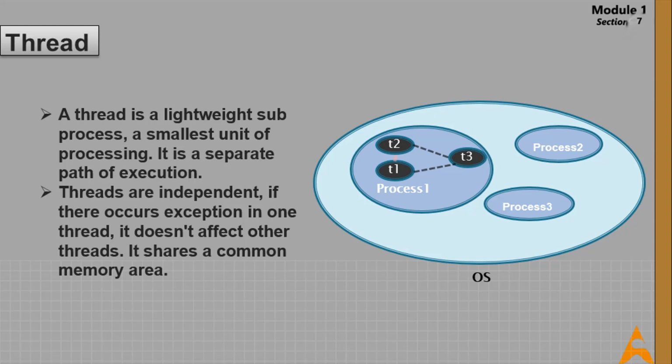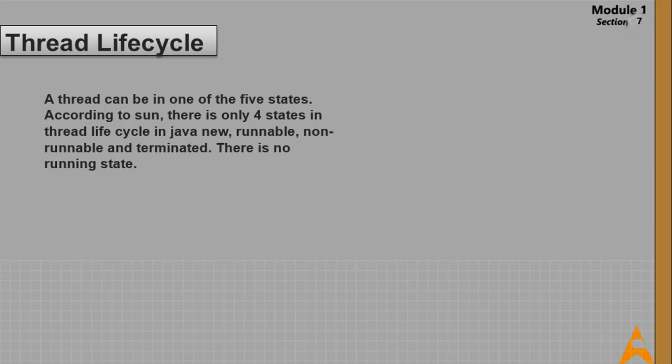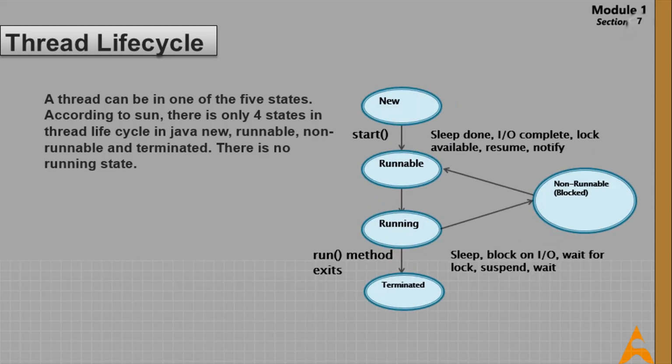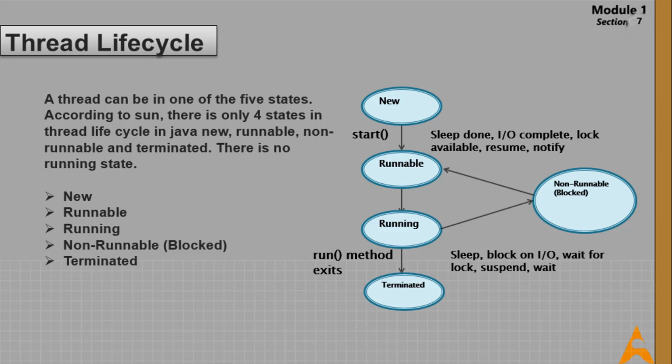Now let's discuss the life cycle of a thread in Java. A thread can be in one of 5 states. According to Sun Microsystems, there are only 4 states in the thread life cycle in Java: new, runnable, non-runnable, and terminated. There is no running state. The states of a thread are new, runnable, running, non-runnable or blocked, and terminated. See the diagram and make note of the life cycle of the thread.